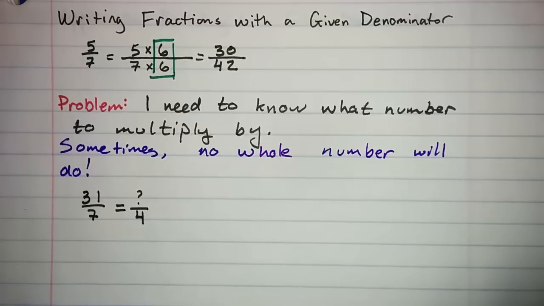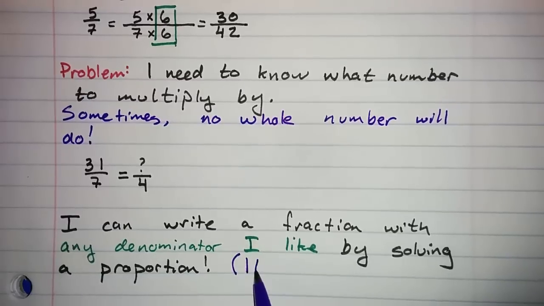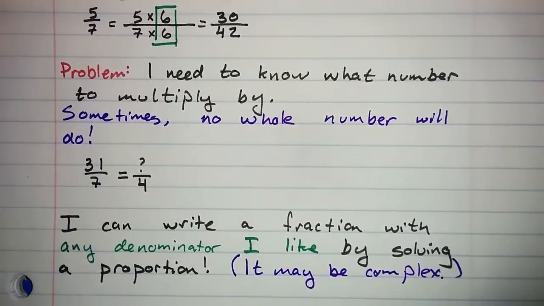I could mess around with fractions, but I don't need to because I have this powerful new technique. I can write a fraction with any denominator I like just by solving a proportion. Now, this is not perfect, right? The fraction may be complex. In fact, it typically will be. That's pretty cool, right? I can get any denominator that I want.